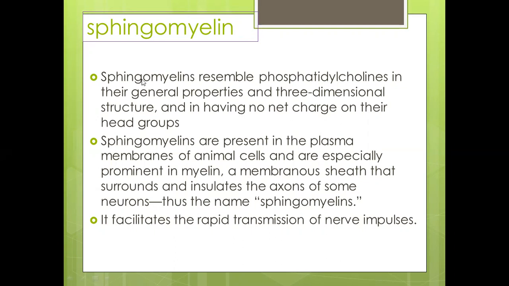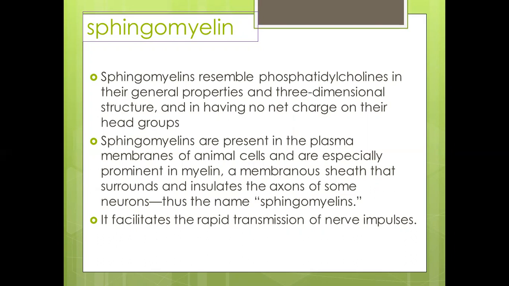In sphingomyelins, we're using sphingosine. In phosphatidylcholines, we have the glycerol. In their general properties and three-dimensional structure, they have no net charge on their head group. Sphingomyelins are also present in plasma membranes of animals and are especially prominent in myelin, a membrane sheet that surrounds and insulates the axons of some neurons. Our neurons have axons, and it's the myelin that insulates them when we're having signal transduction between nerves.